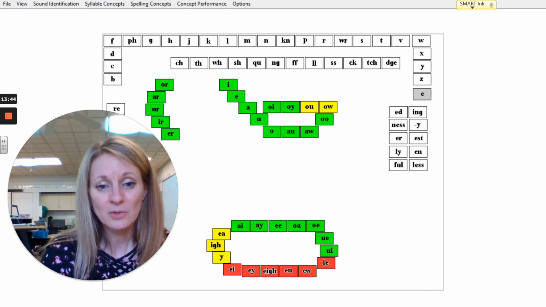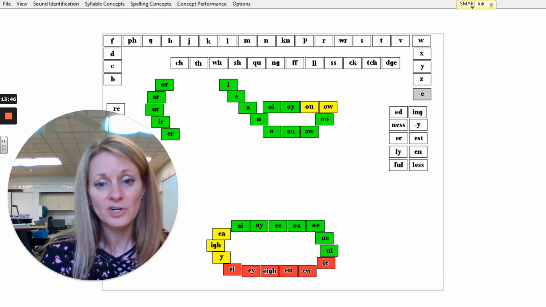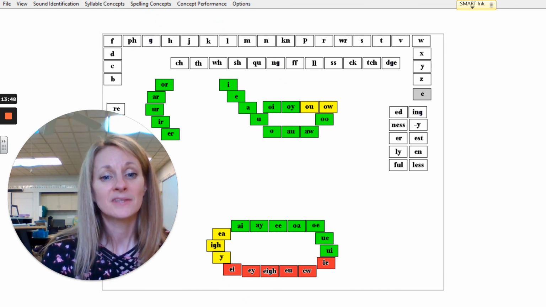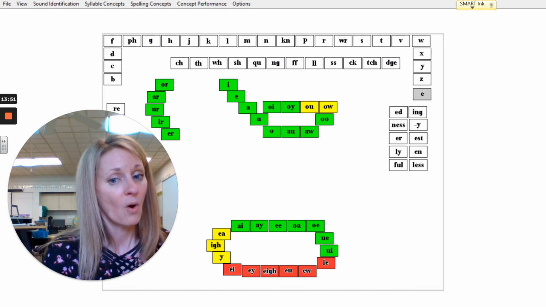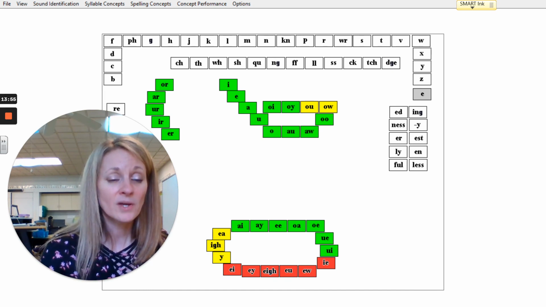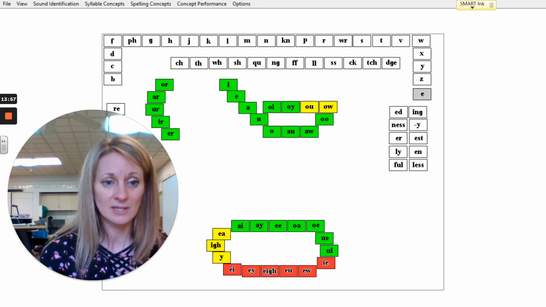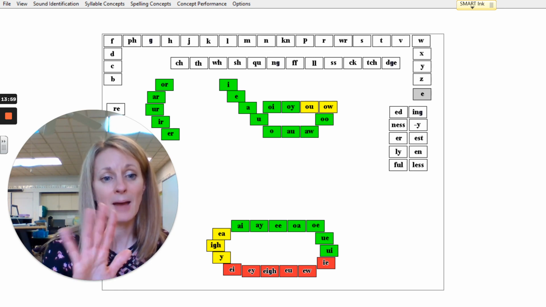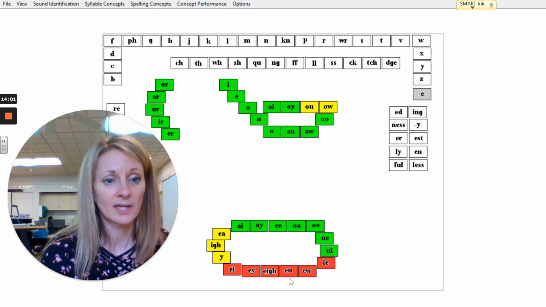Remember with these green walkers, they follow the rule that when 2 vowels go walking, the first one does the talking. Only our green walkers follow this rule. The yellows, we know can do the same thing that the greens can do, but there's something else. And the reds mean stop. Something doesn't fit and we got to take a look at it, okay?